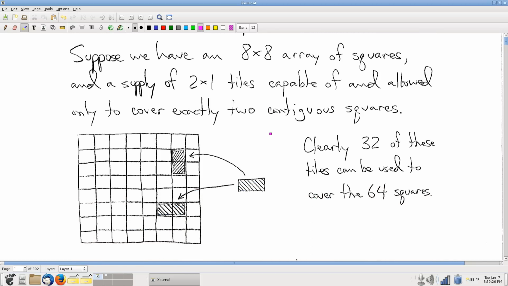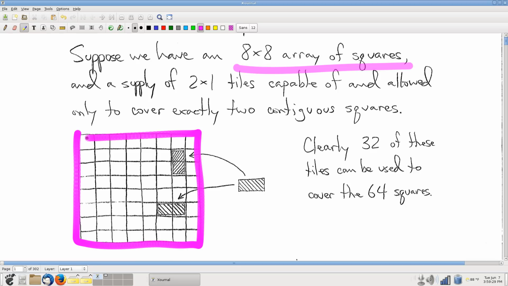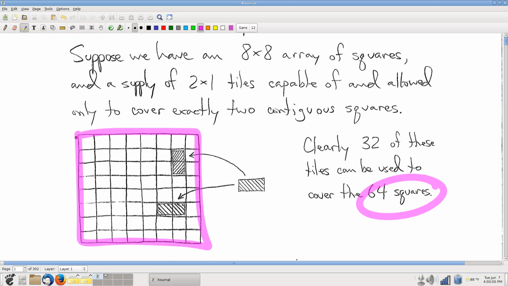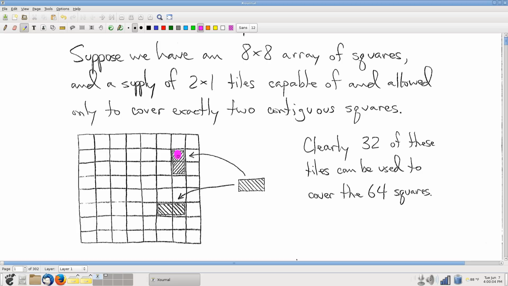So we'll start off by considering an 8 by 8 array of squares, such as this right here. And imagine that we have a collection of 2 by 1 tiles, such as that, we're allowed to place on the array like this. And if you want to think of these as being dominoes that you're placing on a checkerboard, then that'd be just fine. Okay. So now obviously there are 64 squares on the array, and each one of these tiles covers 2 squares, and so doing the arithmetic, if you have 32 of these, clearly that will cover the array.